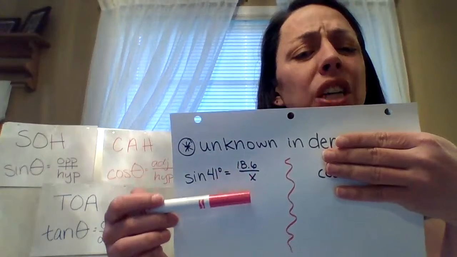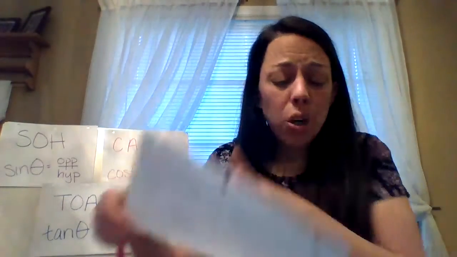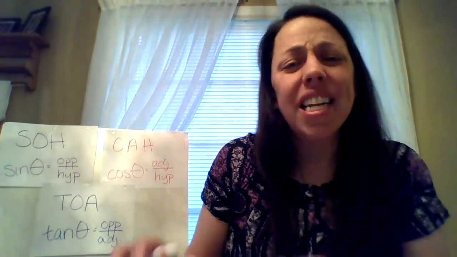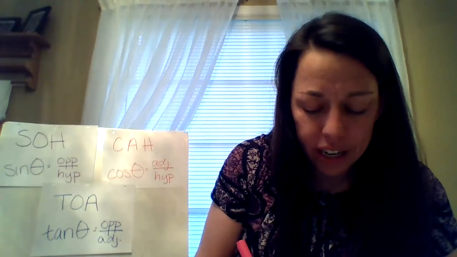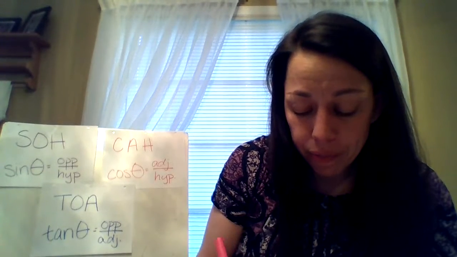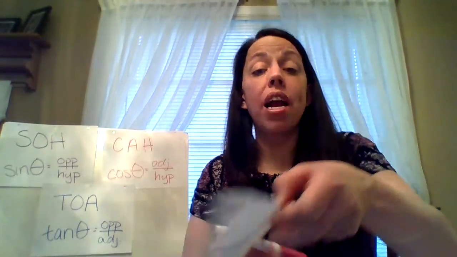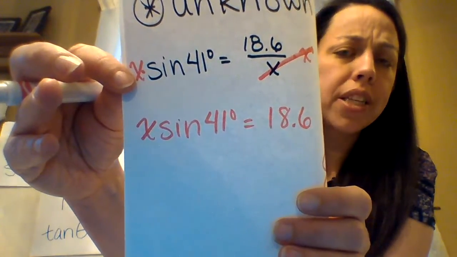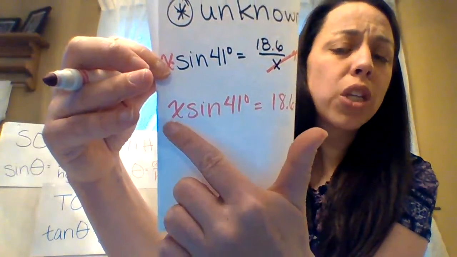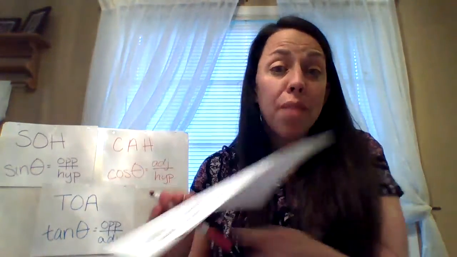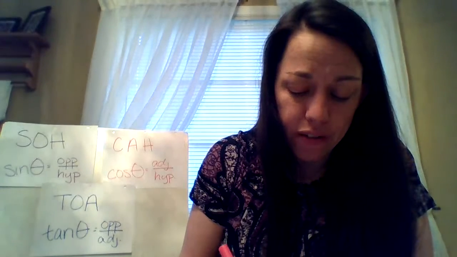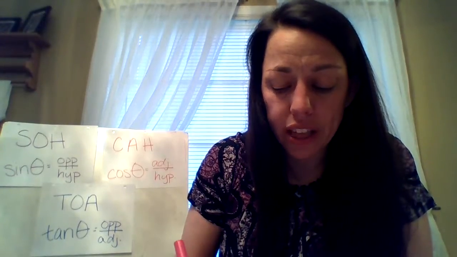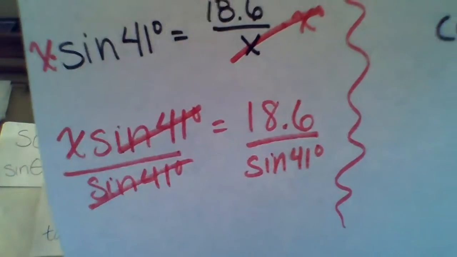The first thing we actually need to do is get that x out of the bottom. So to get that x out of the bottom, I'm going to multiply both sides by x so that the denominator cancels out and my denominator is completely gone. Right now I'm going to have x times the sine of 41 degrees equals 18.6. But remember, I'm trying to solve for x, so I want to get it by itself. So I'm going to divide both sides by that whole thing, sine of 41. All of that is together one thing, and all of that should show up in the denominator. Would you guys agree with that?